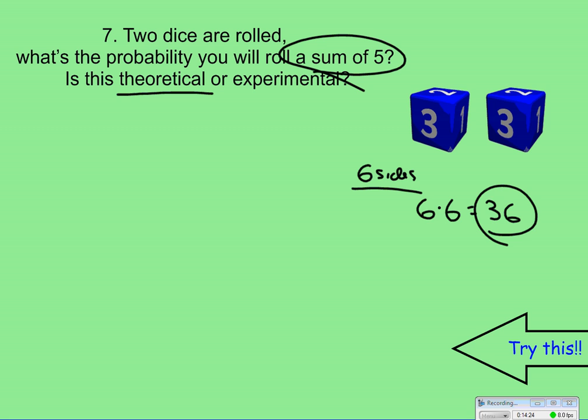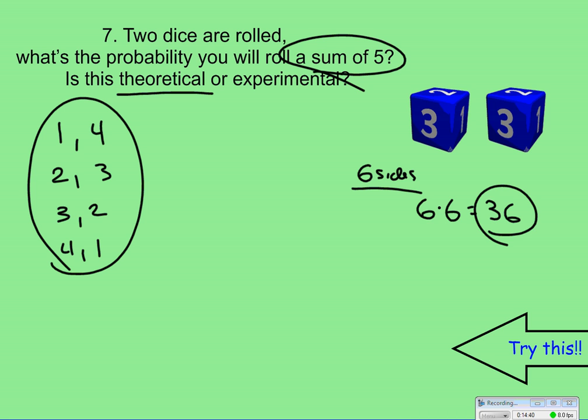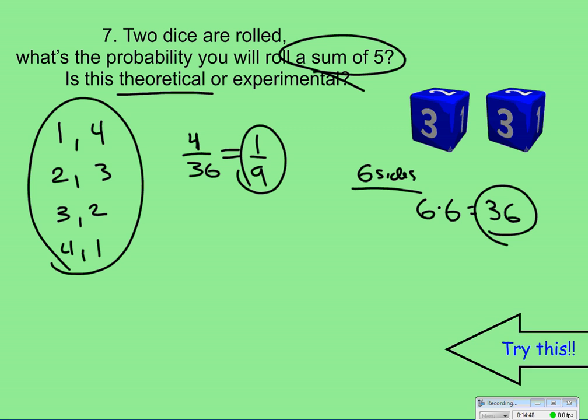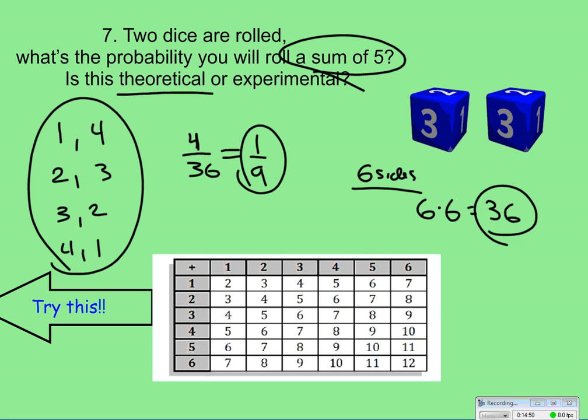Now you have to think about how many different ways I can roll a sum of 5. Well, the first one could say 1, second one could say 4. First one could say 2, second one could say 3. Flip them around. So the probability that I roll a 5 is 4 out of 36, better known as 1/9. So there are all my possibilities. There are my sums, and how many different ways can I get 5? There it is.